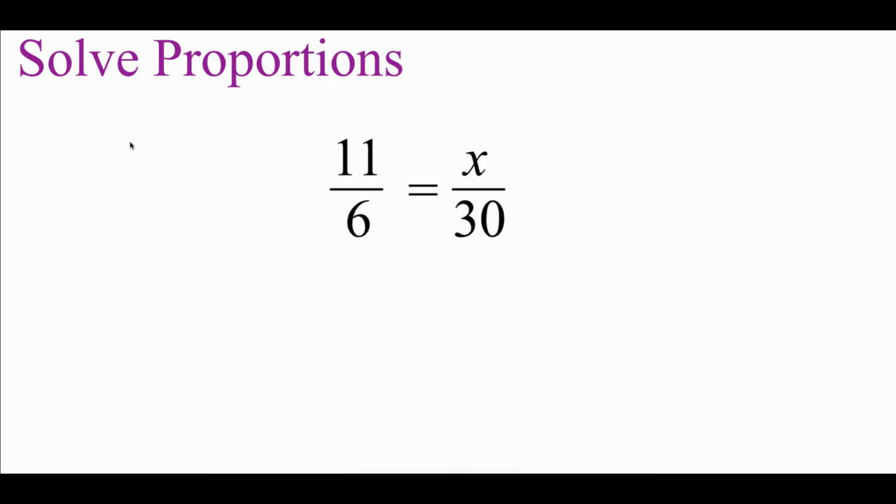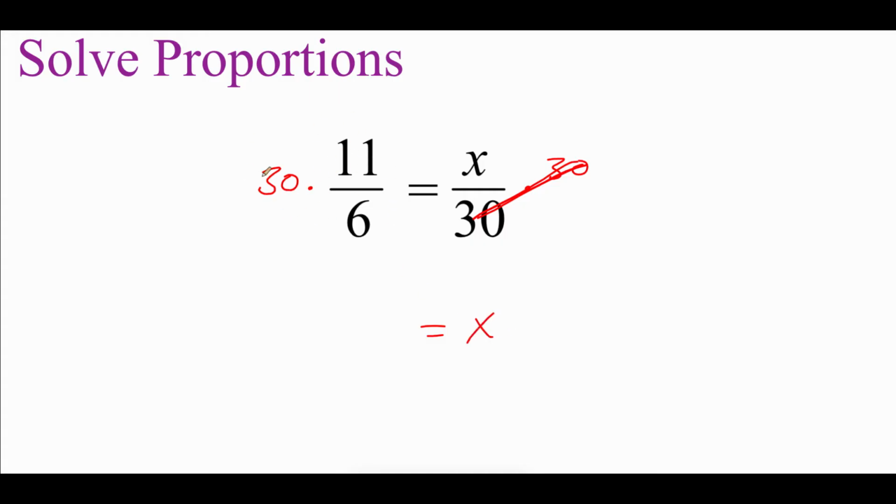Now, as we look at our variable on the right-hand side, X over 30, remember that fraction bar means we're dividing. So we're taking X and we're dividing it by 30. In order to get rid of division by 30, what we're going to have to do is multiply both sides by 30. So on the right-hand side, the times 30 and the divided by 30 cancel each other out, leaving us with just a plain X.